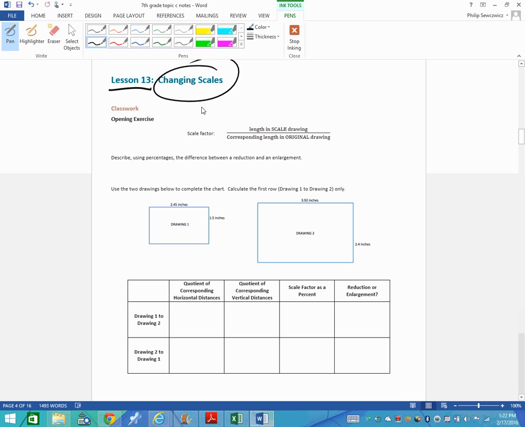Okay, so hey, changing scales here. All right. So let's look at what we got going on here. Remember your scale factor. This is the length in the scale drawing, and we divide it by the corresponding length in the original drawing.